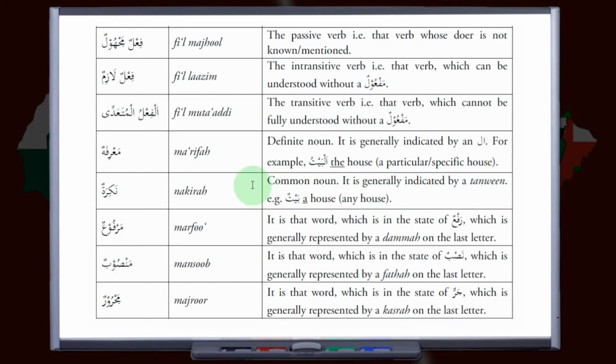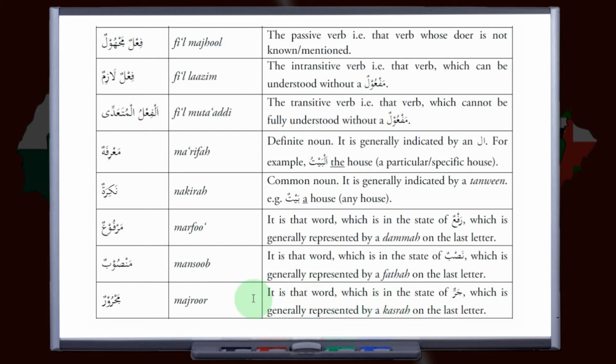And then we have here what's known in the West as the nominative, accusative, and genitive cases. So if a word is marfu', it's in the state of rafa', which has a dhamma. If it's mansub, it's in the state of nasb, which has a fatha. And if it's majroor, it's in the state of jar, which is represented by kasra.